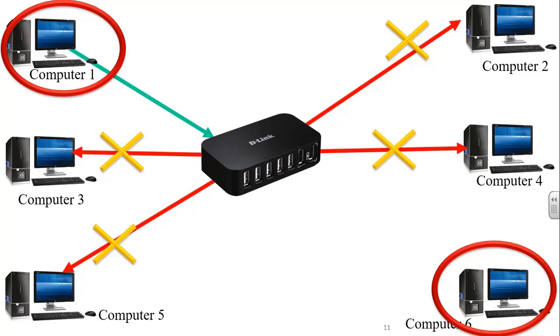Finally, the broadcast message reaches computer 6. This message is meant for computer 6. Computer 6 accepts this particular message. So the hub basically broadcasts the message to all connected devices. Those devices for which this message is not meant, they will reject it, and the device for which this message is meant, that device will accept the message.